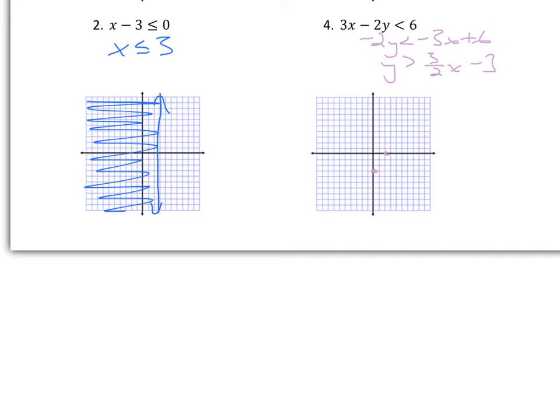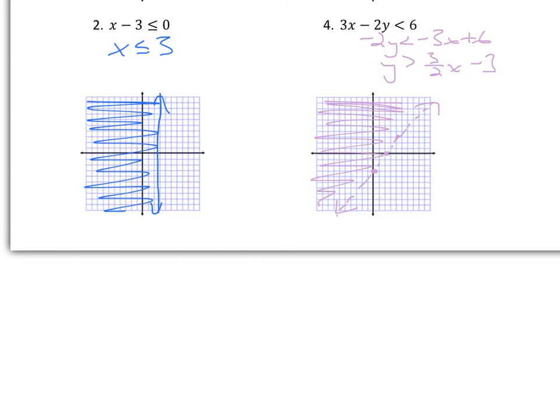Alright, this time we have to do a dotted line. Okay, because it is just greater than. So I've got dotted line, put my arrows. Then you can shade above the line once again because it's greater than, and that's it.